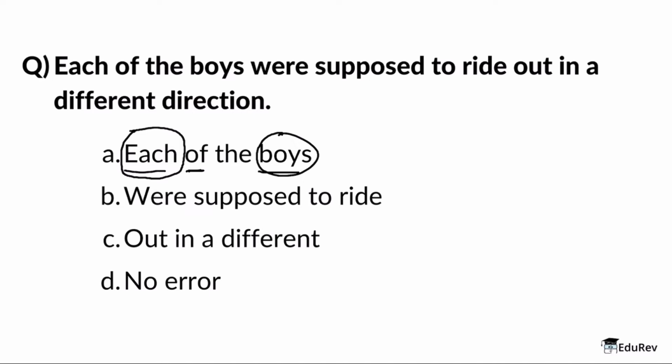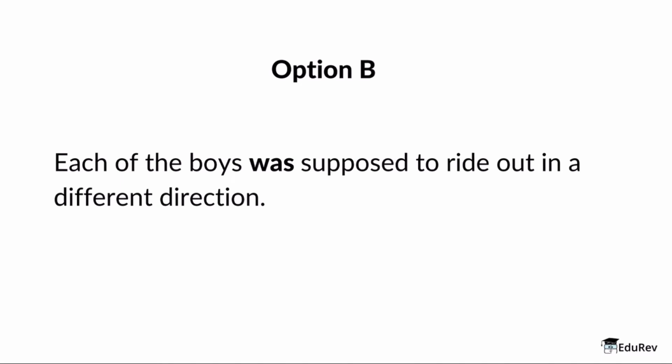So if it is singular, we need to understand that were here in the second part is wrong because were, as we just learned, is a plural helping verb. So instead of were, what should be used? Was. So the correct statement would be, each of the boys was supposed to ride out in a different direction. So here our subject is each and our helping verb is was. Now let's look at the correct statement. As you can see, each of the boys was supposed to ride out in a different direction is the correct statement, and our correct answer is option B.